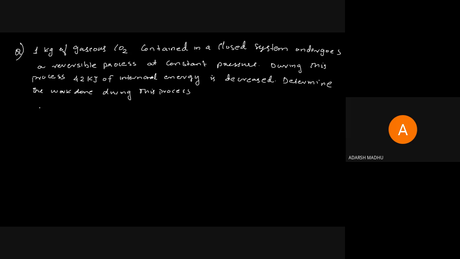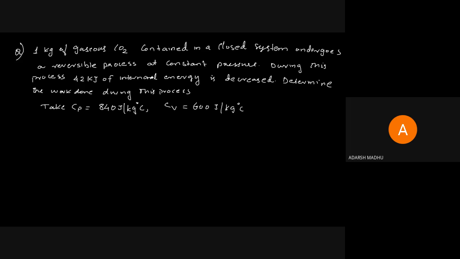Take Cp equal to... what is Cp? Specific heat at constant pressure, right? 840 joule per kilogram degree Celsius. And Cv equal to 600 joule per kilogram degree Celsius. Okay, that is the problem.